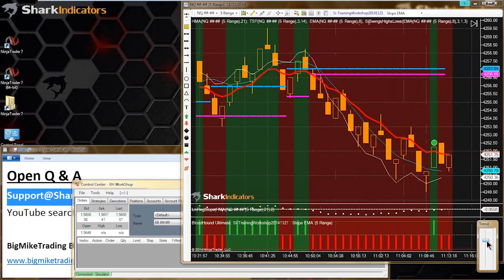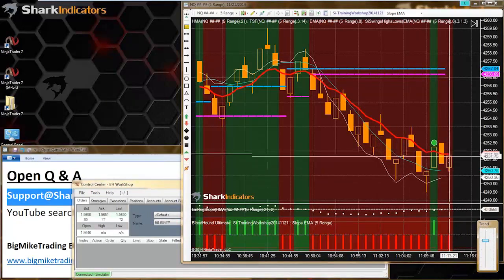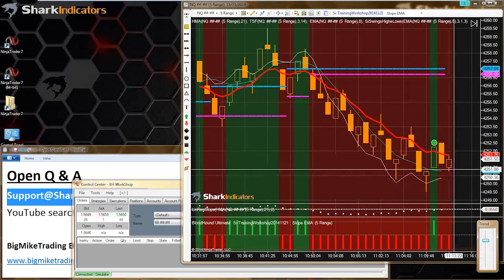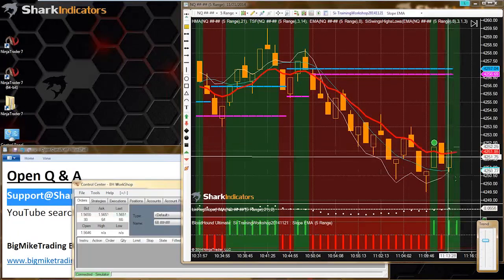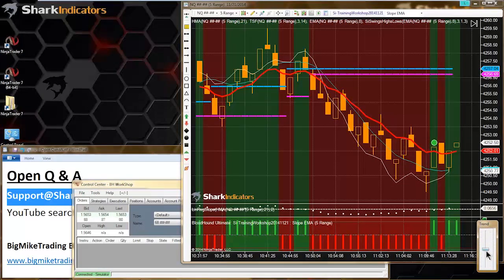All right, so I'll move the trend up. And what we want to watch is how BloodHound's output will change in real time here. All right, let me get this sloping down and see if I can get the EMA to slope down. So there we go. See, right now the slope of that EMA is down. So BloodHound gave us a short signal while the bar is building.